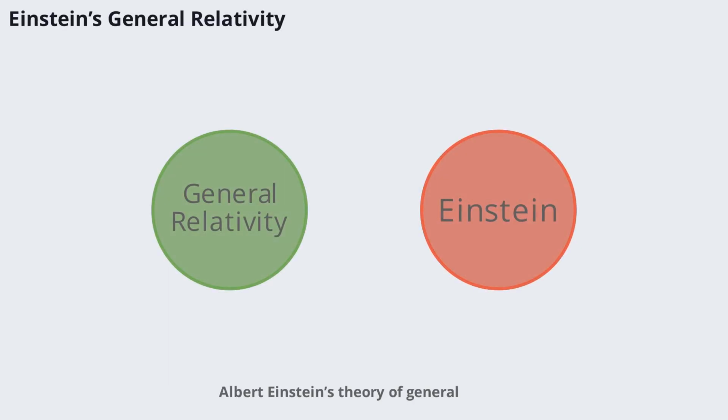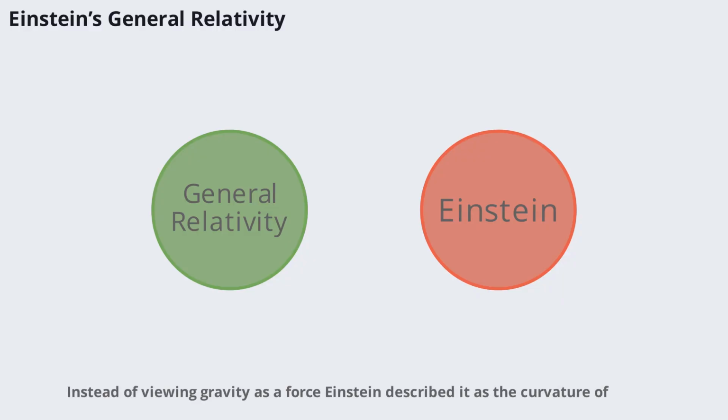Albert Einstein's theory of general relativity transformed our understanding of gravity. Instead of viewing gravity as a force, Einstein described it as the curvature of space and time caused by mass and energy. Massive objects like planets and stars bend the fabric of spacetime, and this curvature tells objects how to move.